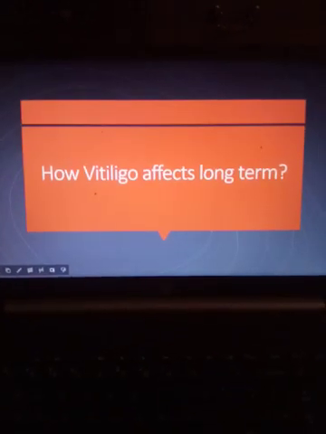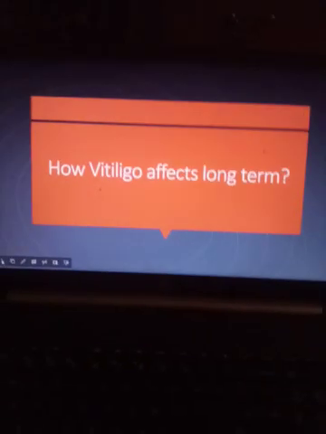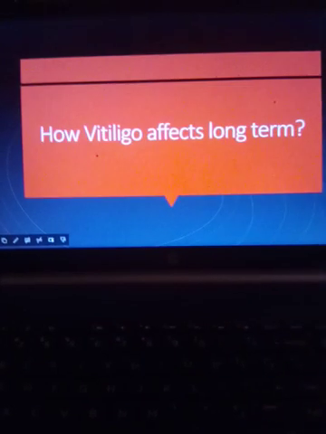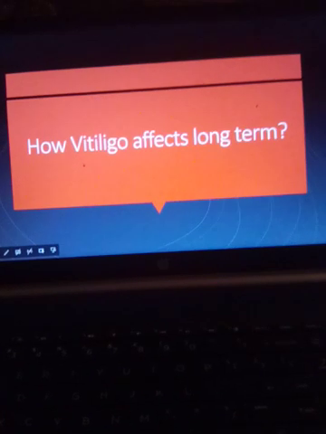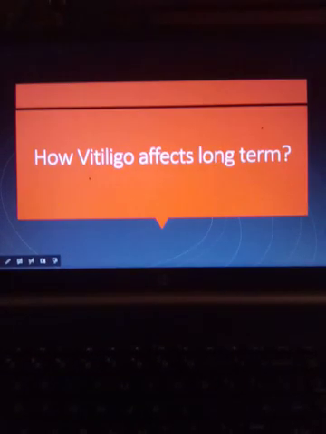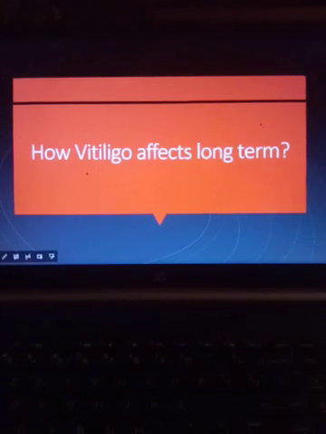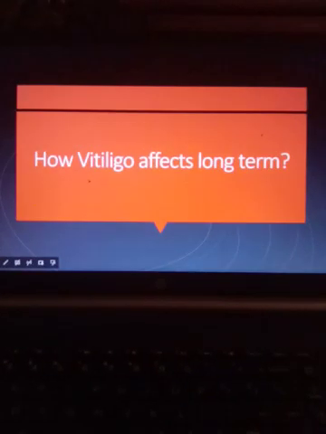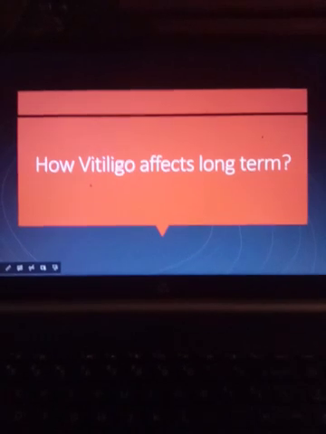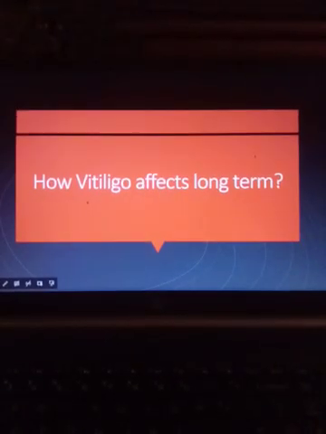It affects people long term. Mostly, it affects people's self esteem. People that have vitiligo usually suffer from it because they have to deal with what other people think of them, and whether the spots are showing, and it could affect their self esteem their whole life.